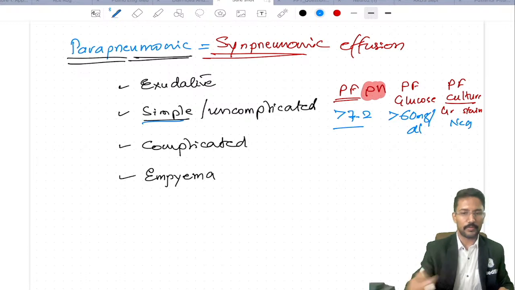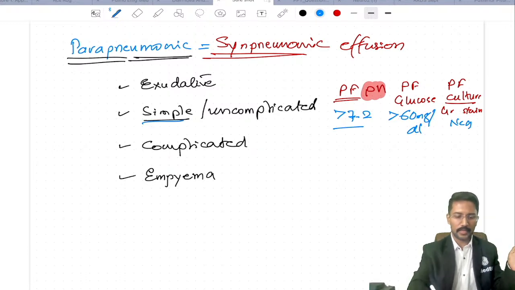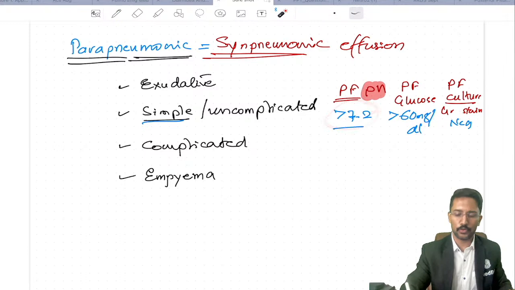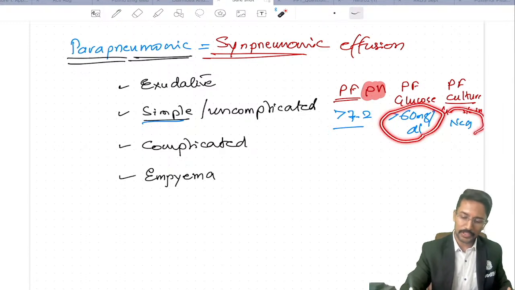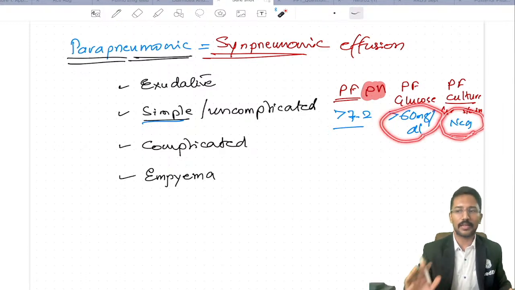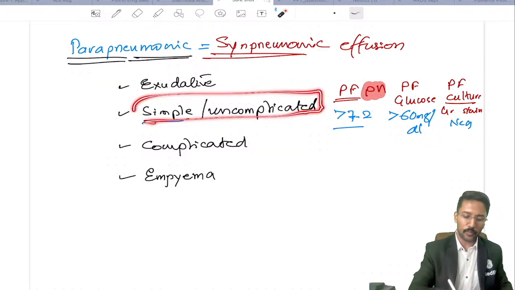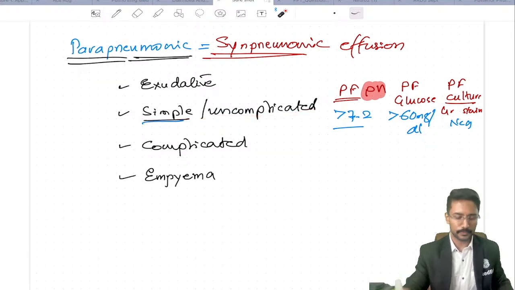Then you will call it simple. It is exudative according to Light's criteria, but when you look at pH, it is more than 7.2, glucose is not low, and culture and pleural fluid gram stains are negative. That is your simple or uncomplicated parapneumonic or sympneumonic effusion.